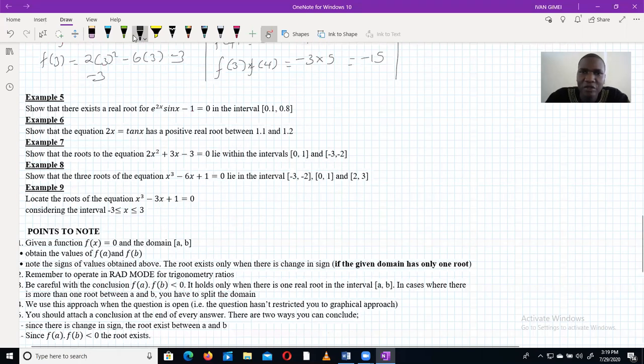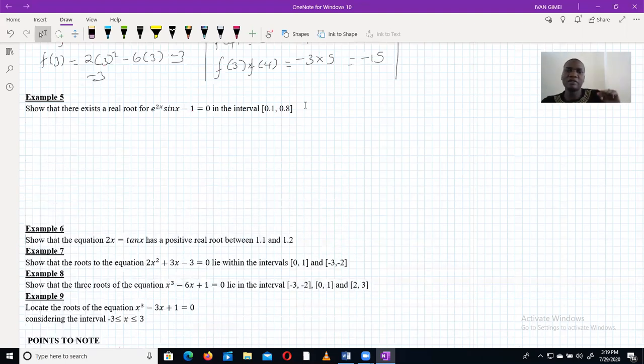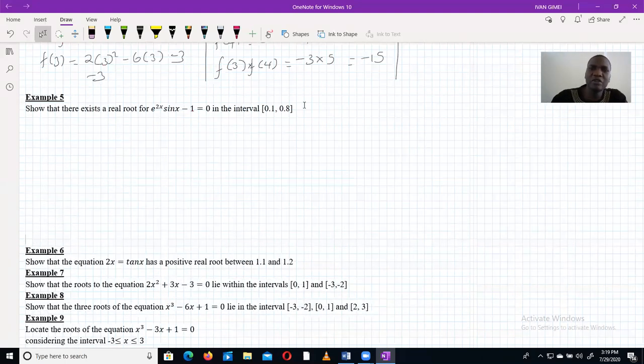When you have trig ratios, what do you do? You recall from graphical approach that whenever we had trig ratios, we have to operate our calculator in radians. We're supposed to change our calculator to radians. So let's have the solution.